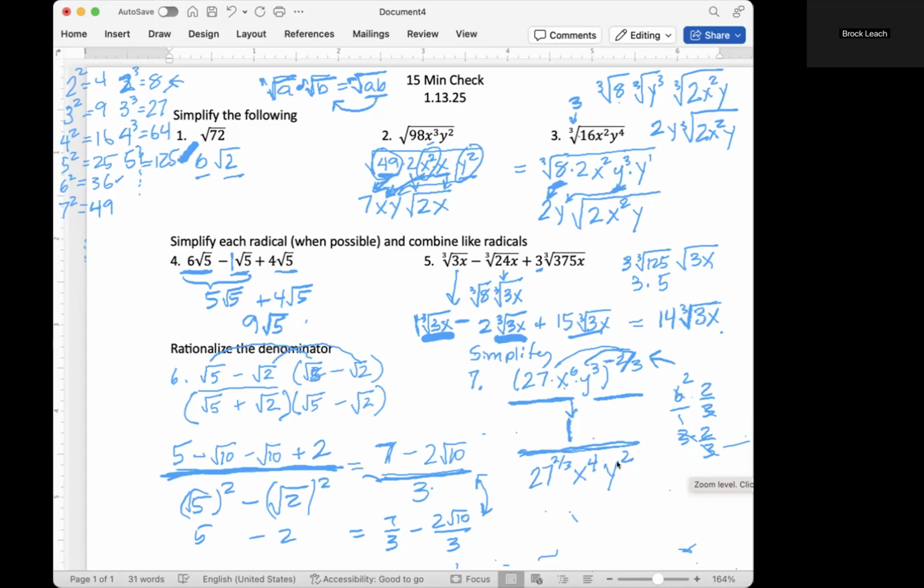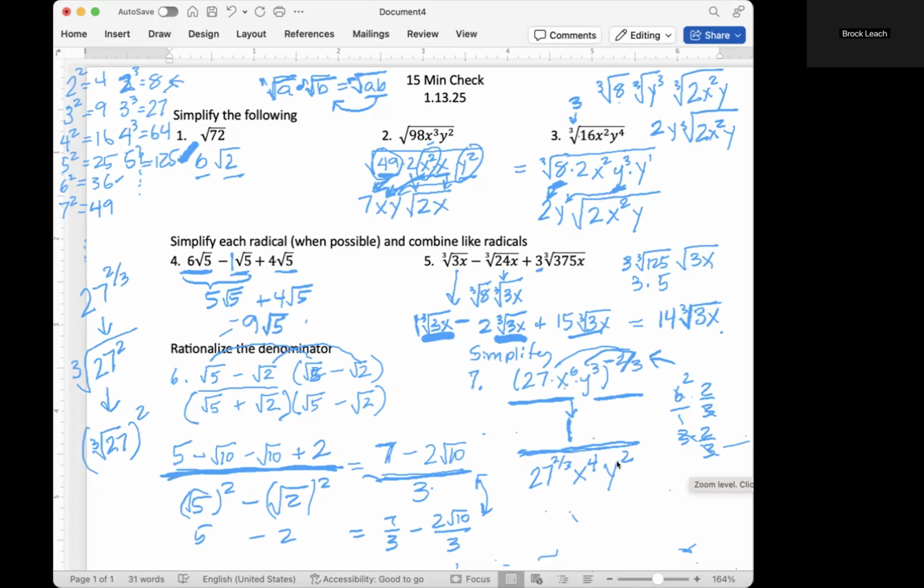Now, 27 to the 2/3 can be written as a radical in 2 different ways. And it's just about the order that you're going to do them in. This is the same as 27 squared and then cube rooted, or the cube root of 27 squared. It's just about which one you're going to do first. Am I going to raise 27 to the second power and then take the cube root of that? Or take the cube root first and then square that result? Both of them are going to get us to the same place.